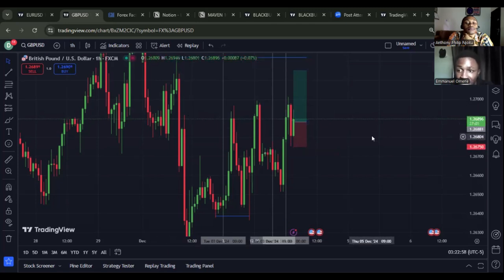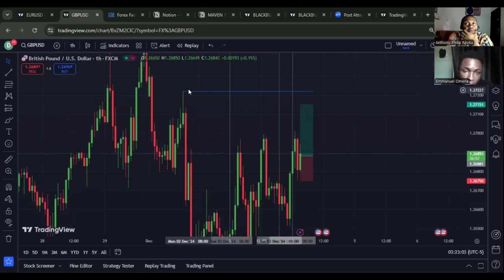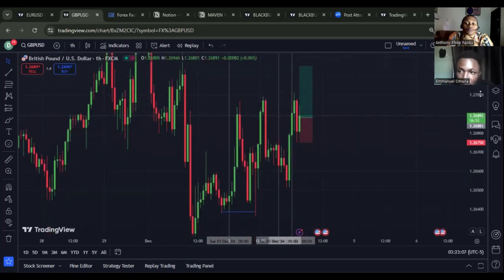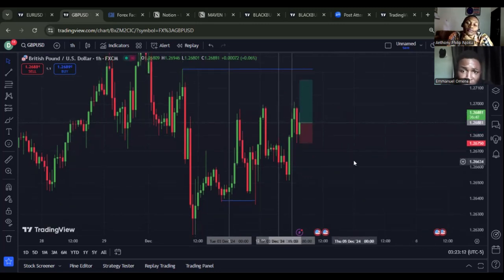So if I'm right in my analysis, we should take out this high. If I'm wrong, then I will hit stop loss. Those are the only two things. And once I take a loss, I'm done for that day. I think I only trade Tuesday, Wednesday, Thursdays.